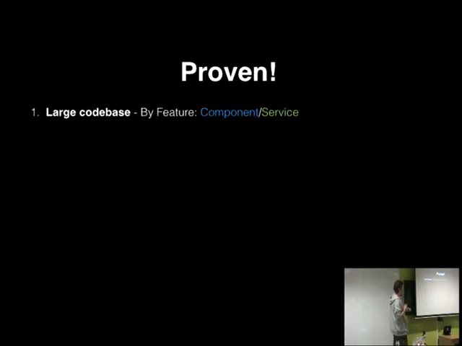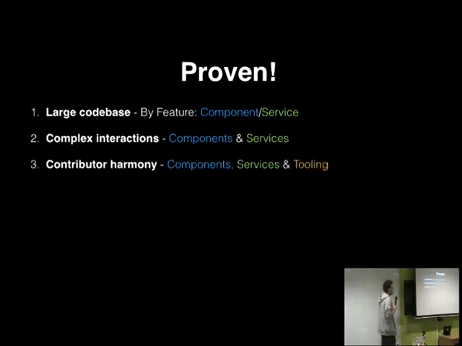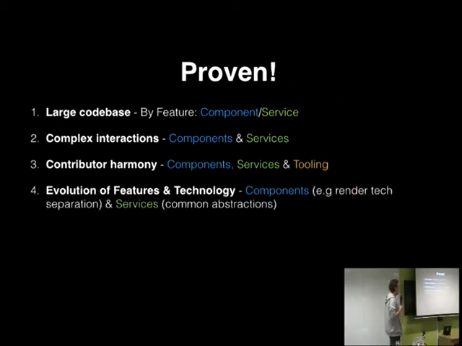So hopefully I've proven the stuff I was speaking about, and I just wanted to cover those and how they fit. So there's a large code base. The idea of components and services identifies how we structure that. We support complex interactions through services, but components don't reference anything else, and we know that all communication comes through services. We've got contributor harmony because we're building our components in isolation. We know where that code base is. We've got services, and we've got tooling that supports generating that code in the same place. And we know services generally live in the libraries.